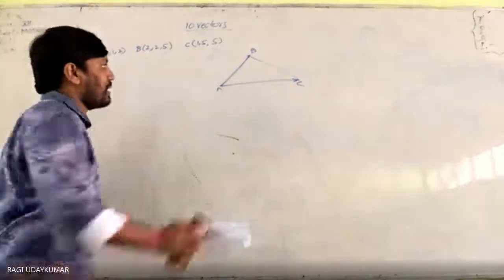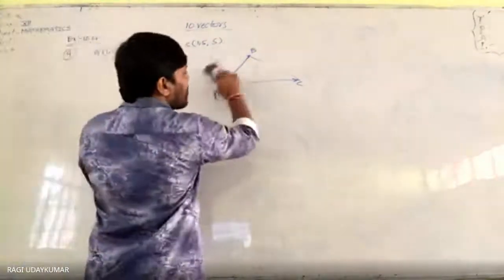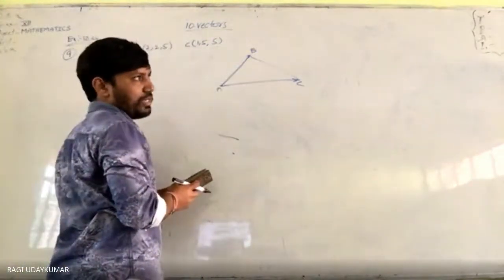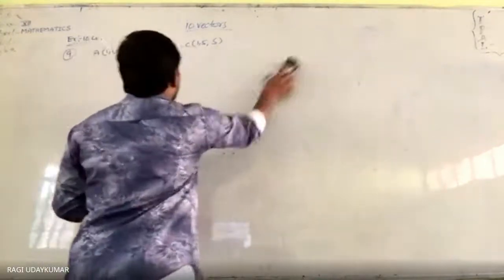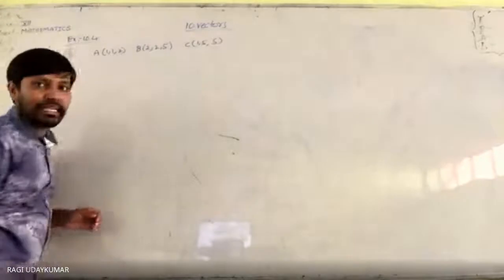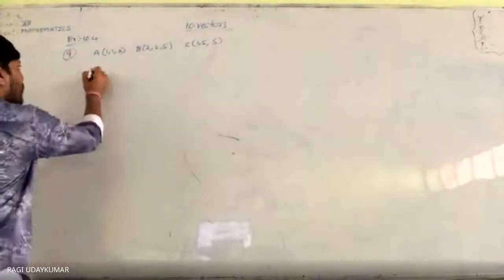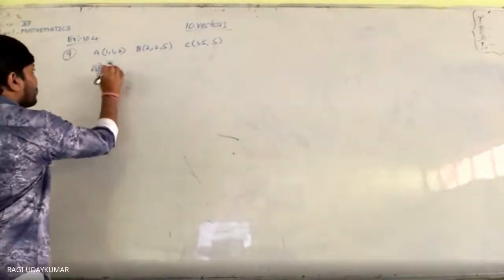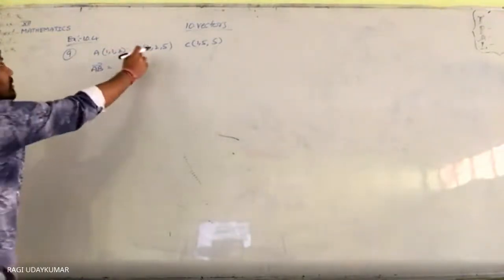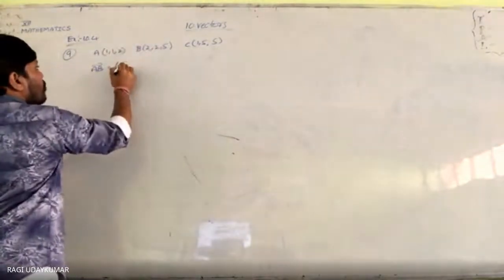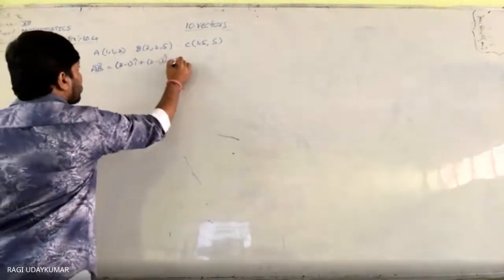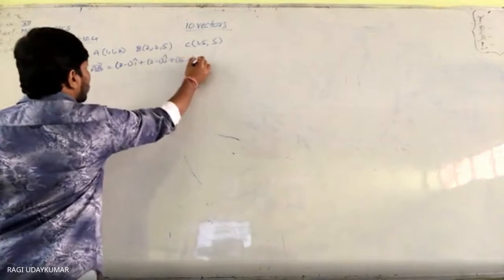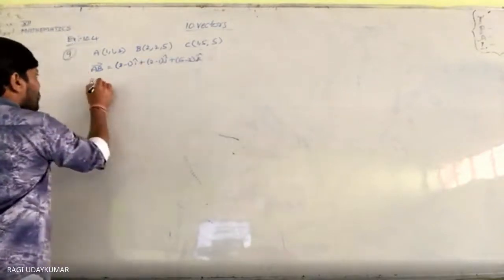Here A, B, C are three points given. I am taking the AB vector. AB means this minus this: (2 minus 1) into i, (3 minus 1) into j, plus (5 minus 2) into k. Now find the BC vector.